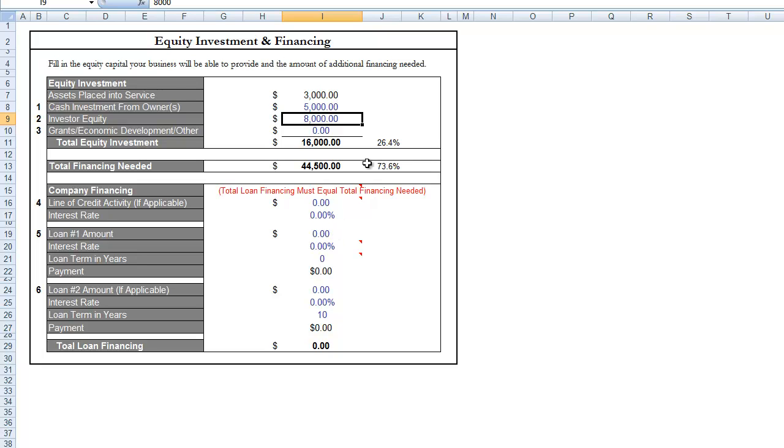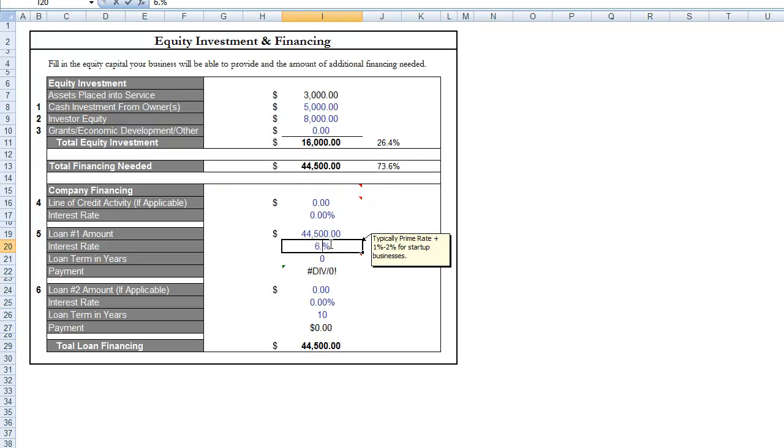So that means that what's left here to finance is $44,500. You'll see this warning here that says total loan financing must equal total financing needed. So that means these loans down here, the line of credit, term loan number 1, term loan number 2, has to add up to $44,500. For simplicity, let's just say that a bank is going to allow us to fund that total amount. You see when we enter in $44,500 that red warning disappears. So I'll do that again. $44,500. It disappears.